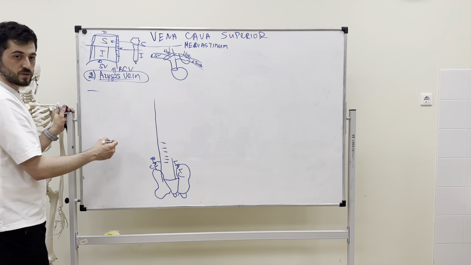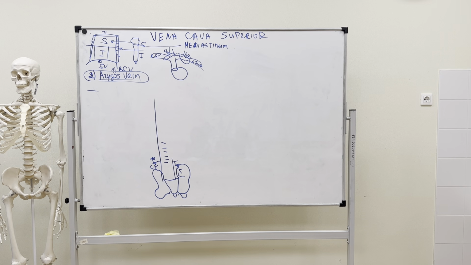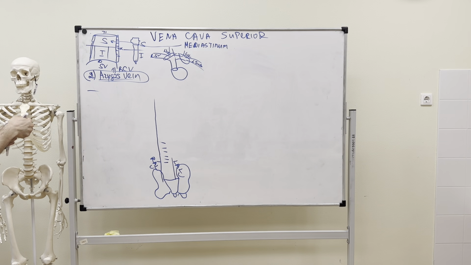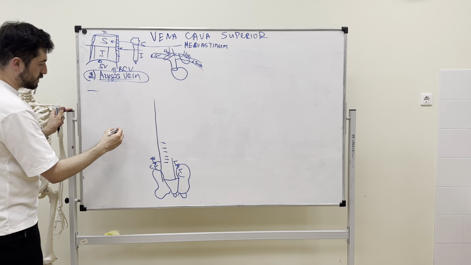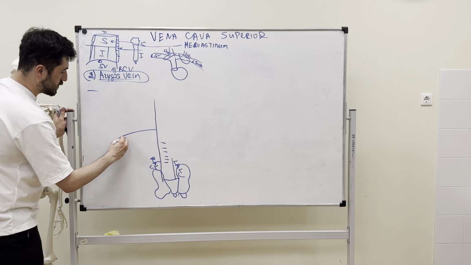What is the first tributary? We should keep in mind that the first branch of the azygos will be the subcostal vein, right? As you remember, we have 12 intercostal arteries, then we have the subcostal artery. The same will be here with the veins. The first tributary will be Vena subcostalis.